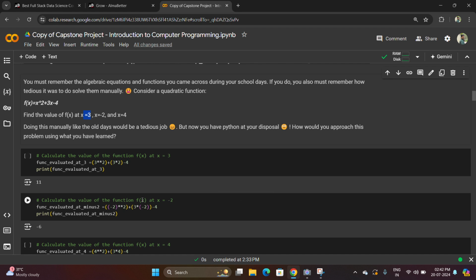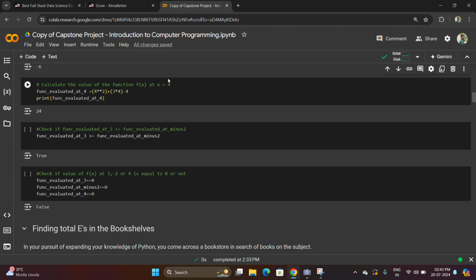And the next one will be function evaluated at minus 2. While giving the value, we have to give minus 2 in a separate bracket. So this will be very necessary, I think. If you are not giving the separate bracket for minus 2, then we will be getting a different output, I hope so. Okay. We are giving minus 2 at the place of x, we are printing the value, and we will be getting minus 6 here.